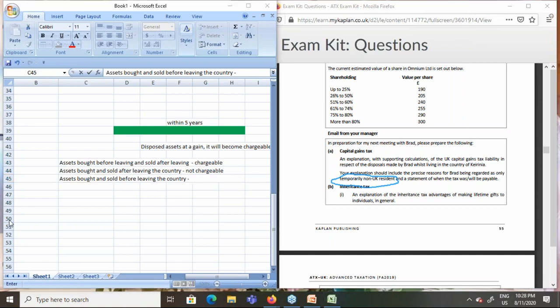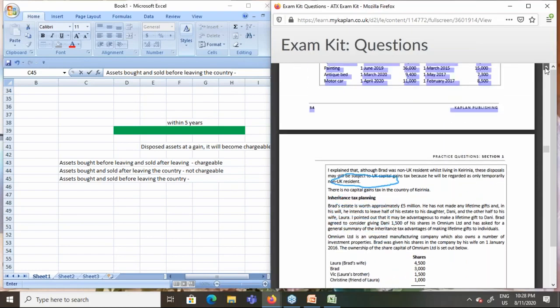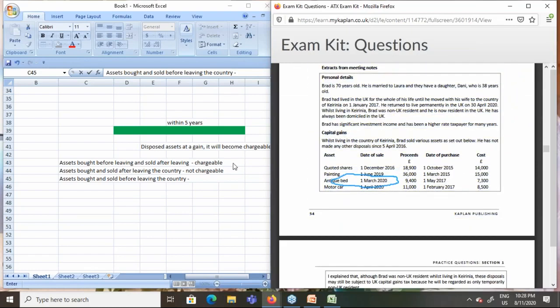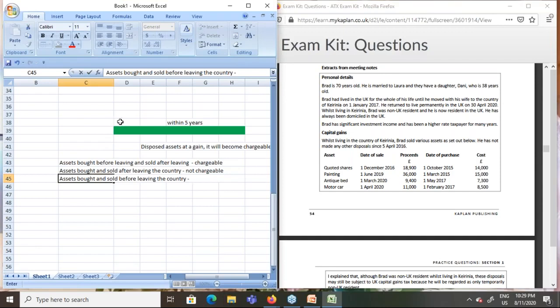Okay. Now what we have to do is look at the assets. Now read the question and we'll quickly answer. Brad is 70 years old. He's married to Laura and they have a daughter, Dani, who is 38 years old. Brad had lived in the UK for the whole of his life until he moved with his wife to the country of Kenya on the 1st of January 2017. So he left the country on the 1st of January 2017.